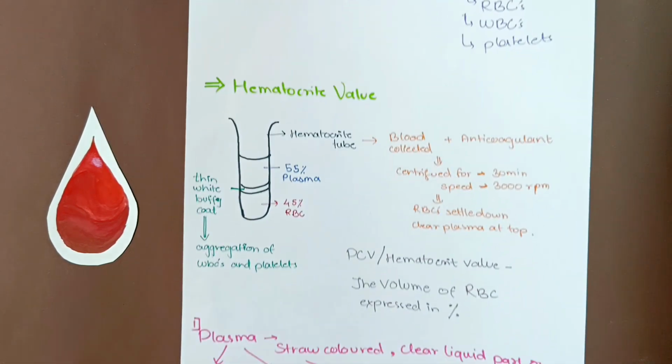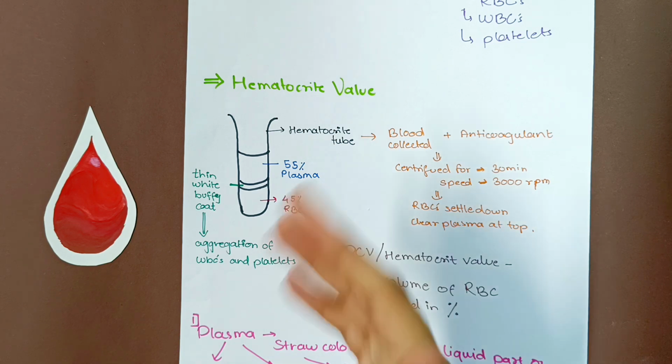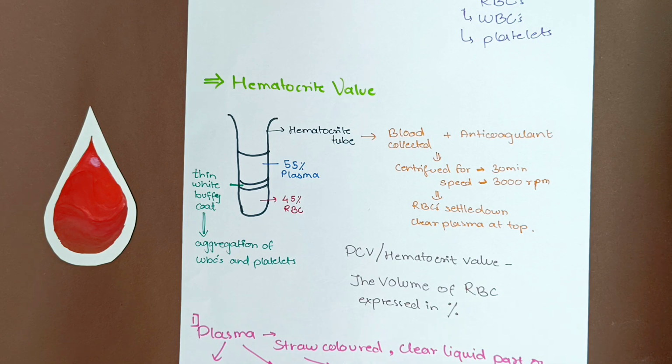Okay, now we will talk about hematocrit value. What is hematocrit value? First we'll discuss the process we undergo for obtaining this value. We will take a hematocrit tube, collect blood, and add an anticoagulant to it so that the blood, which is outside the body, will not get coagulated. Okay, we will centrifuge it for 30 minutes at a speed of 3000 revolutions per minute.